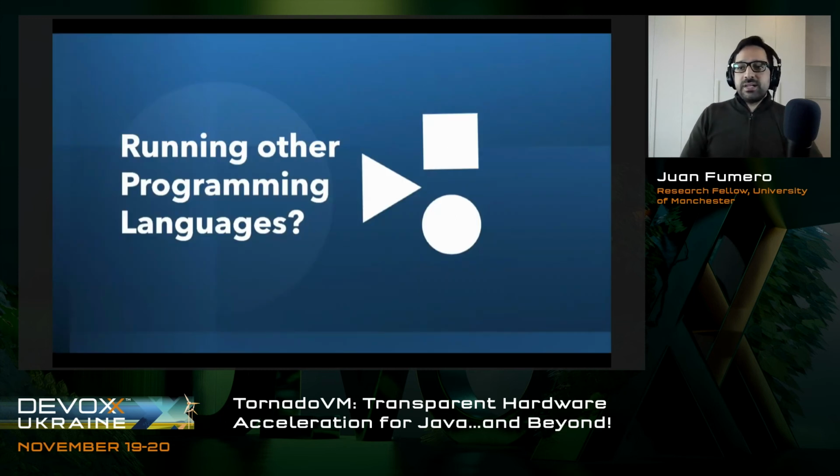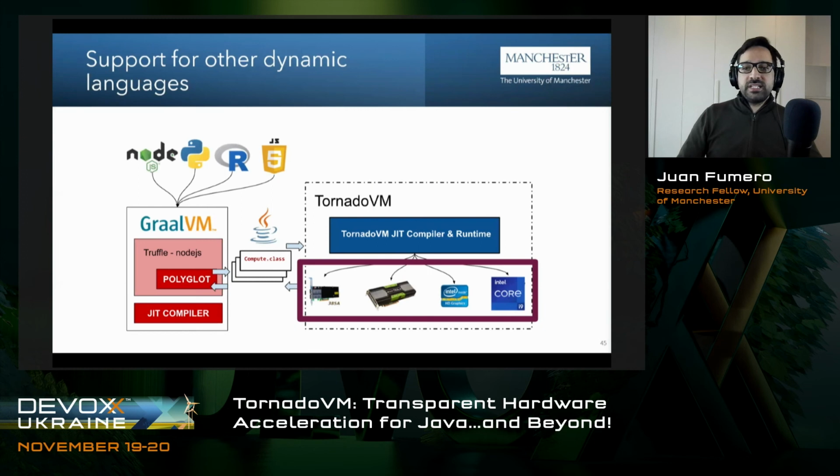Right, so what about running other programming languages? Tornado actually can be used to run from other programming languages, and we can do this through Truffle. We have live demos, if you are interested. For example, at QCon London 2020, we showed a demo running a Node.js application in the web browser on the GPU.